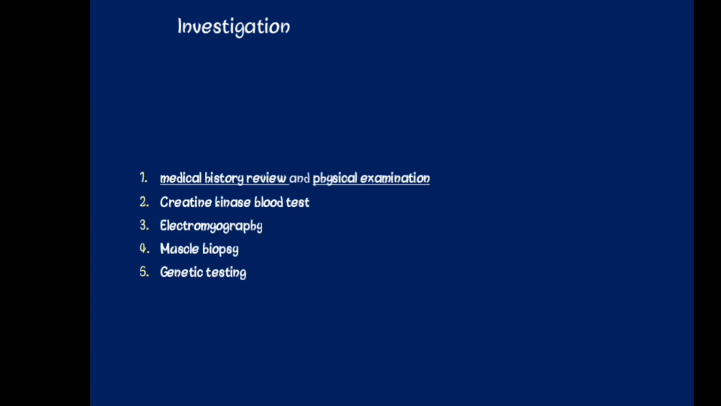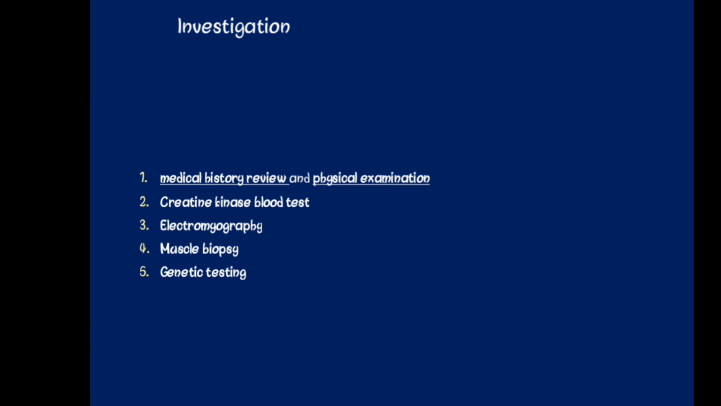Now let's talk about investigation. In addition to a medical history review and physical examination, your doctor may suggest some of the following tests. Number 1, creatine kinase blood test. A creatine kinase blood test measures the level of creatine kinase, an enzyme released by muscles when they are damaged. Elevated levels of creatine kinase can indicate muscle damage, which may be a sign of muscular dystrophy.